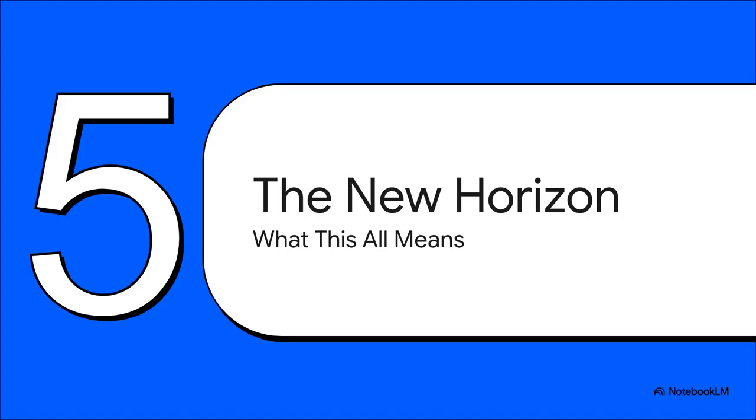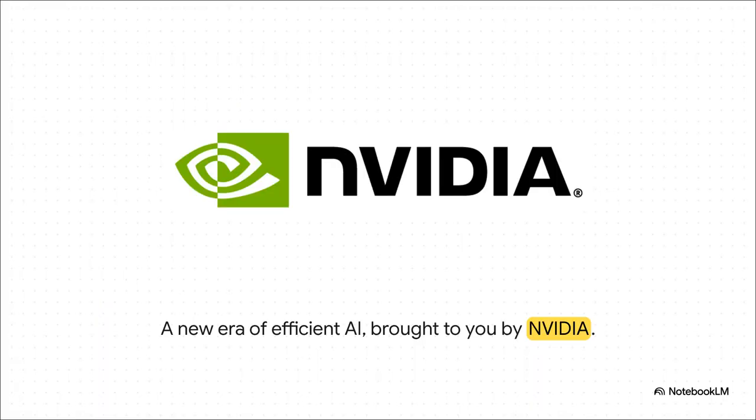Okay, so we've seen the problem, we've seen the clever new design, and the engineering that made it real. So now for the fun part. Let's look at the results. What does this new horizon of efficient AI actually mean in the real world? All of this work, all this cleverness, it all comes together to create something that really does feel like a new era. An era of AI that's powerful enough to be useful, but efficient enough that it doesn't have to live in a giant data center.